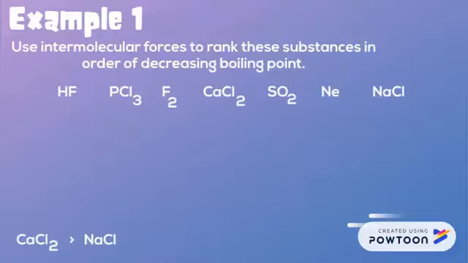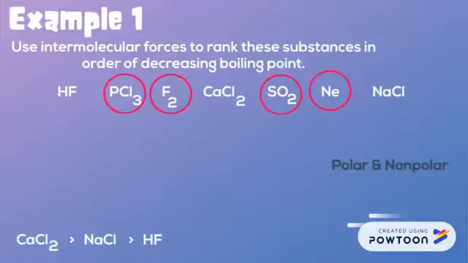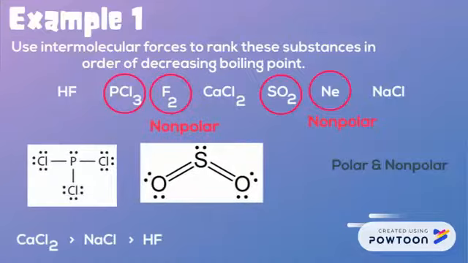Next, with the remaining molecules, I like to identify my hydrogen bonding first. So I'm looking for a hydrogen bonded to a nitrogen, oxygen, or fluorine. And there's one example of these, HF. This will be my next highest boiling point. With the remaining 4 molecules, I want to identify whether they're polar or nonpolar. F2 would have a difference of 0, and neon being by itself would also be 0, making them both nonpolar. The last two I want to draw their Lewis structure. PCl3 and SO2 have a lone pair, making them polar molecules.